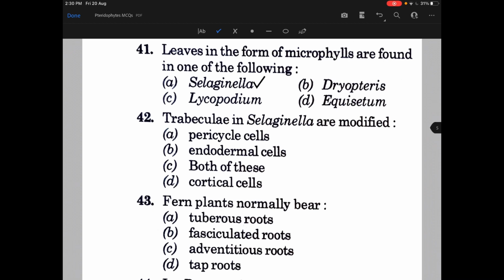Next, trabecula in Selaginella are modified to dash. The answer is option B, that is endodermal cells. Next, fern plants normally bears dash. The answer to this is C, that is adventitious roots.